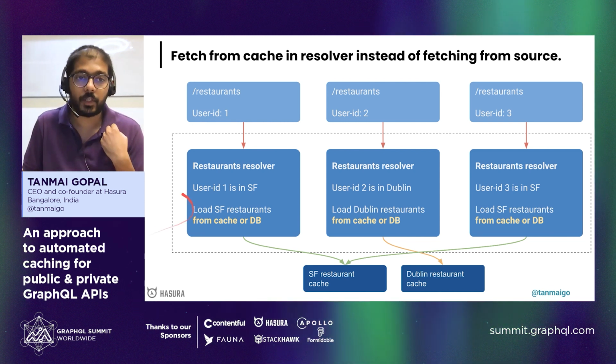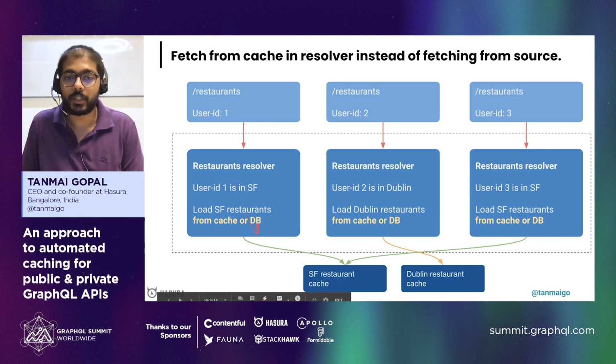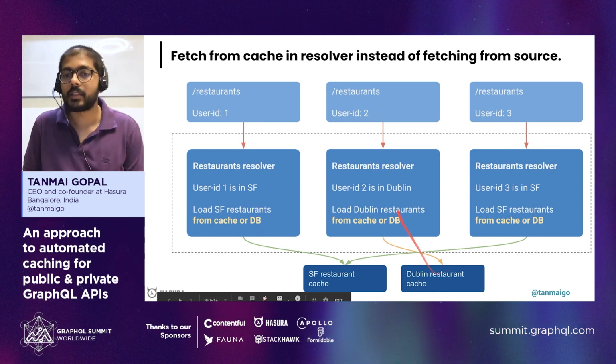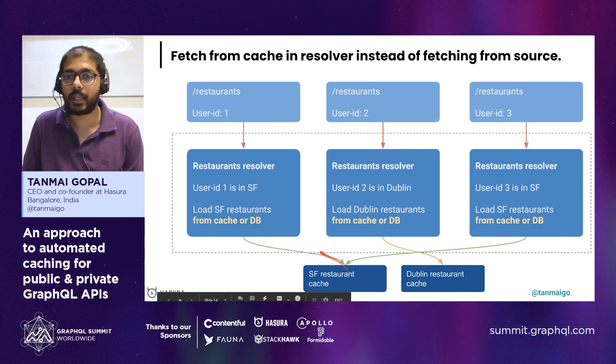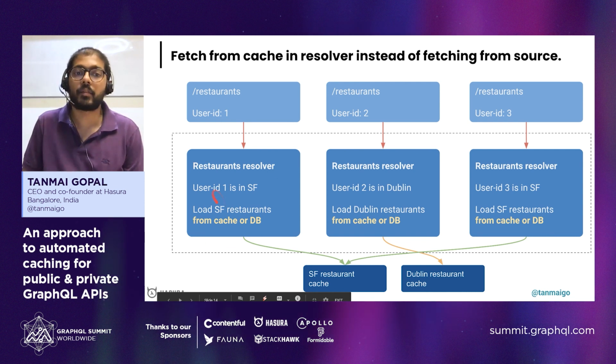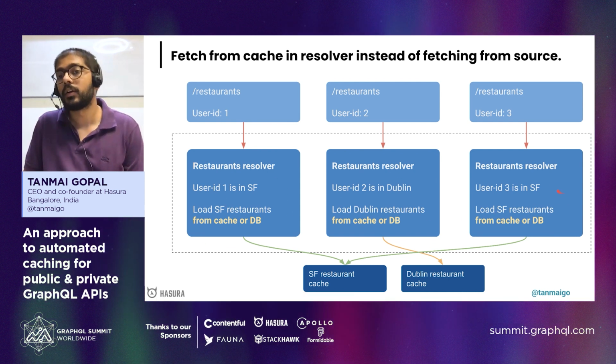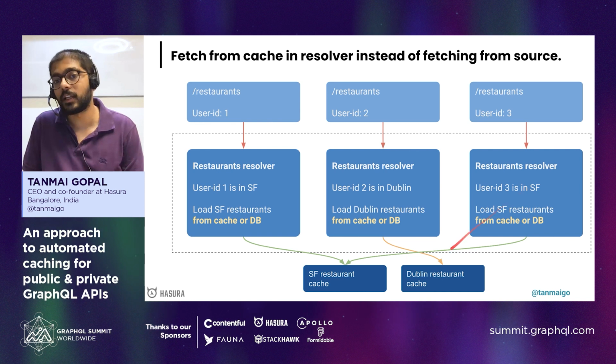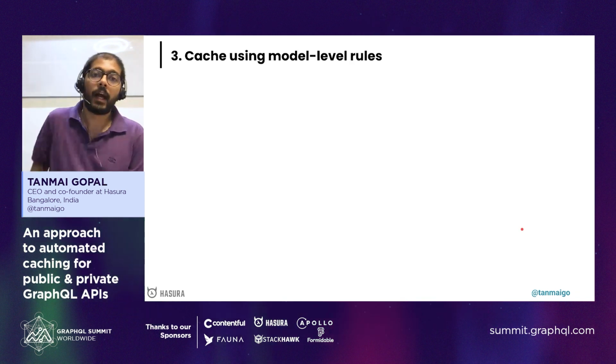So you have that cache key information here. You use that cache key to load that from the cache. Similarly for Dublin, and similarly again for San Francisco, you load it from the same cache. So this resolver has the information about knowing what to cache and what that cache key is so that it can load from the cache, right?